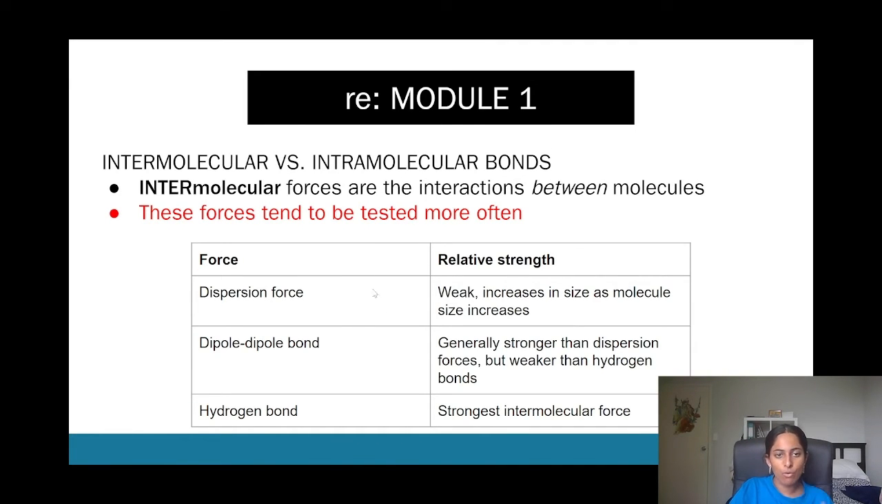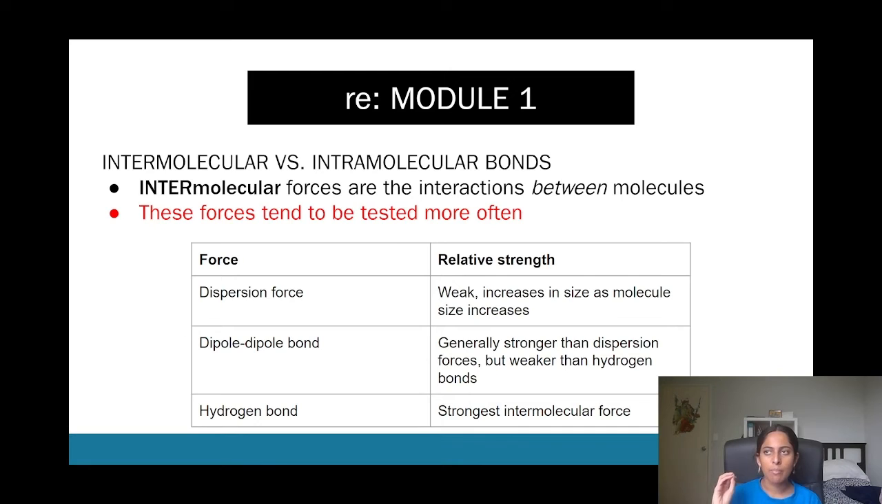Intermolecular has three kinds of forces. These forces tend to be tested more often than ionic, because they can be tested in really different ways in the exam. So there's three kinds. You have dispersion, dipole-dipole, and hydrogen. Dispersion forces are the weakest, followed by dipole-dipole, and then hydrogen bond is the strongest. So this increases in terms of strength, if that makes sense. Dispersion forces occur in all molecules, all compounds and substances. So if they ever ask you what intermolecular forces this compound will have, you'll immediately need to write dispersion.